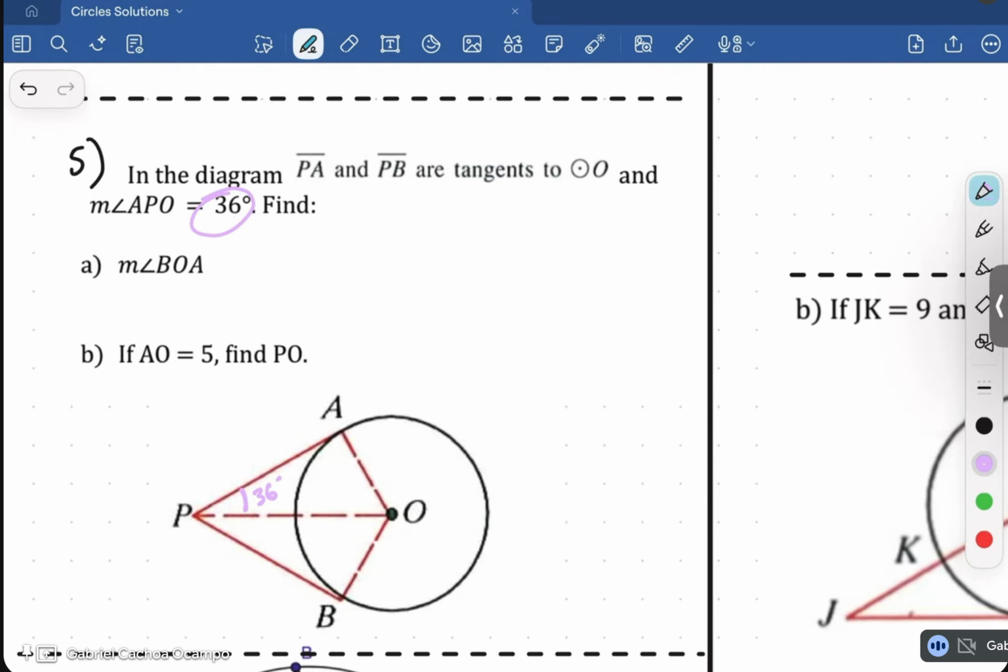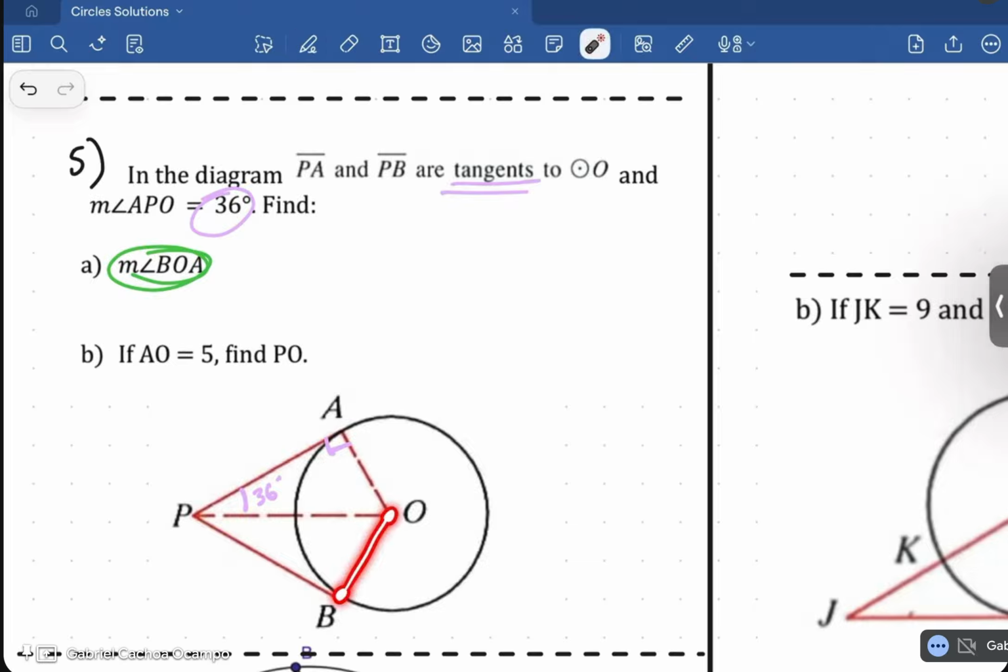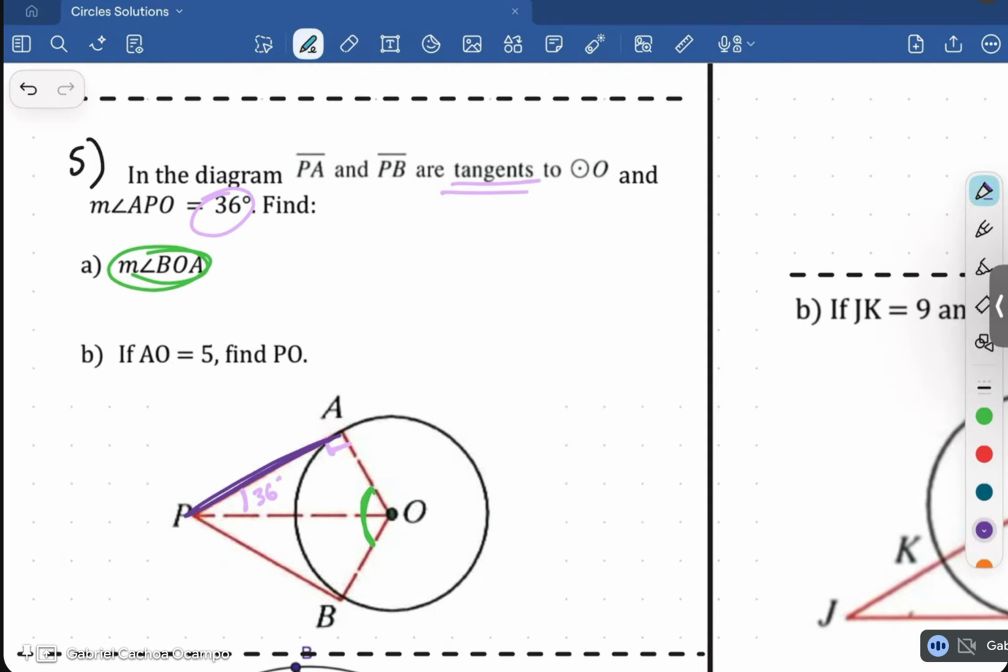Okay, we also know that it is a tangent. So what can you tell me about this angle? This angle measures 90 degrees. And what are they asking me for? They are asking me for BOA. What is BOA? They want me to find the measurement of this angle. Okay, how do we do it? Well, I believe that you can see that here I have a right triangle that I'm going to put in purple.